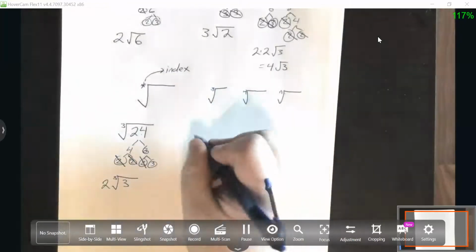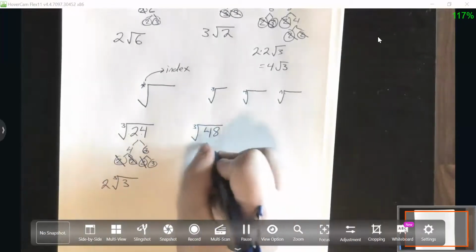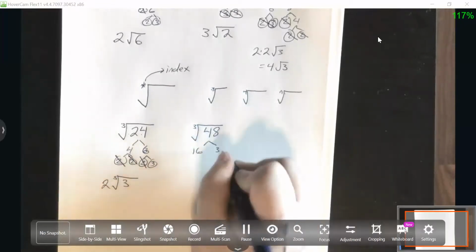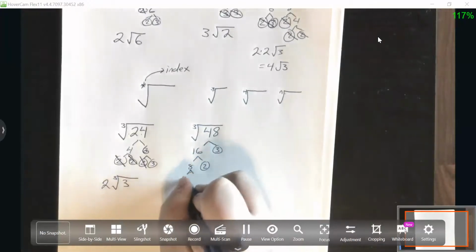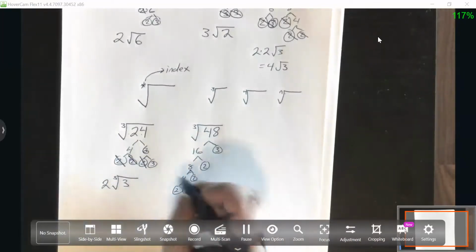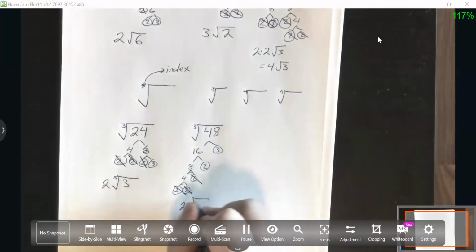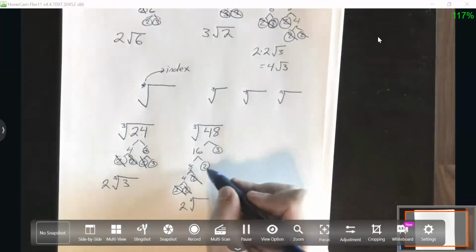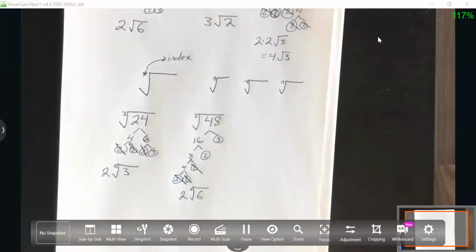If we went back to our 48 as an example for a cube root, we'd break it down. There's my 16 times 3, 8 times 2, 4 times 2, 2 times 2. Now we're talking cube roots, so again, we need 3 things: 1, 2, 3. A 2 would come out. We'd be left with a cube root, and neither this 2 nor the 3 would make it out. So we'd have 2 cube root 6.